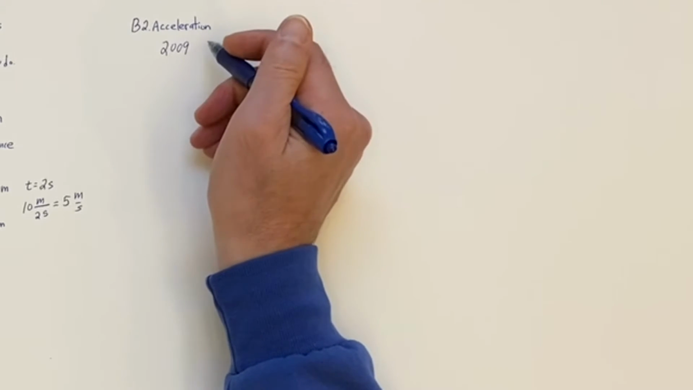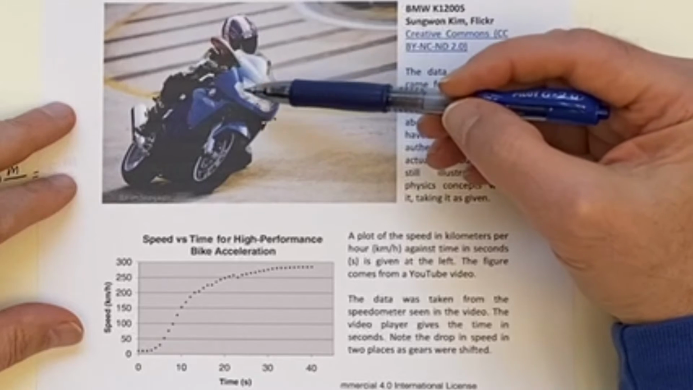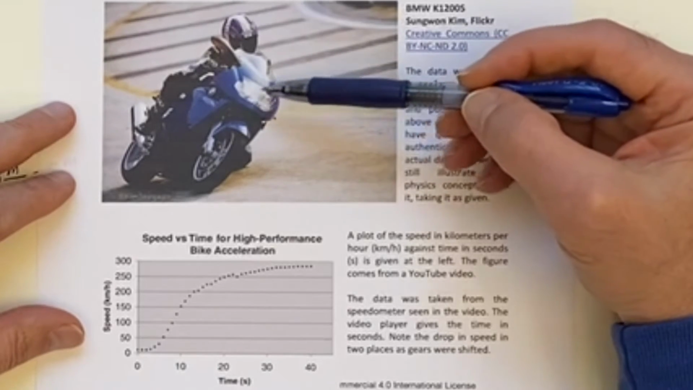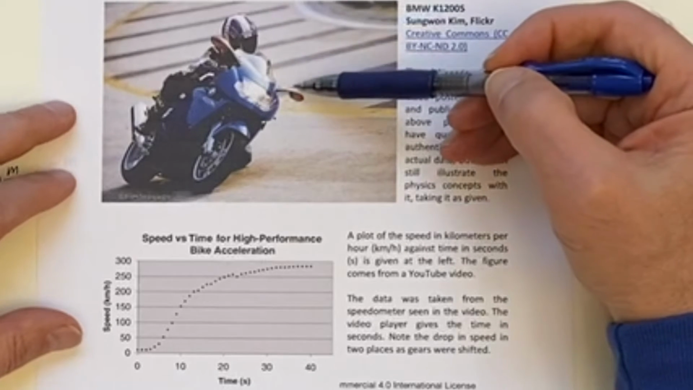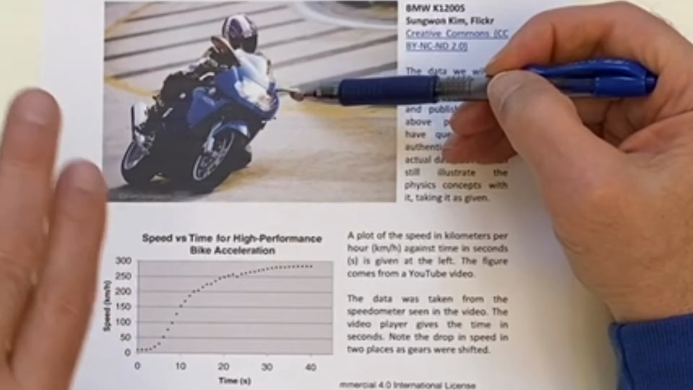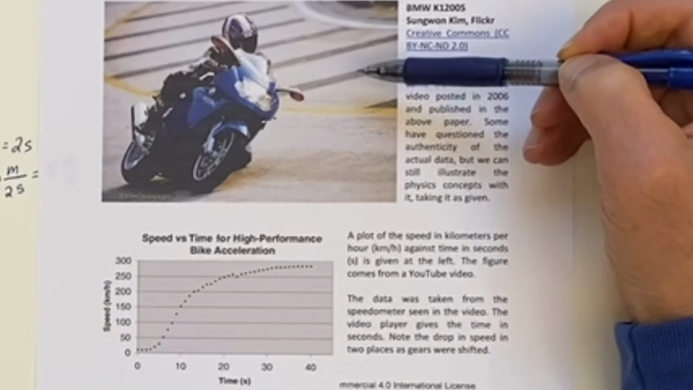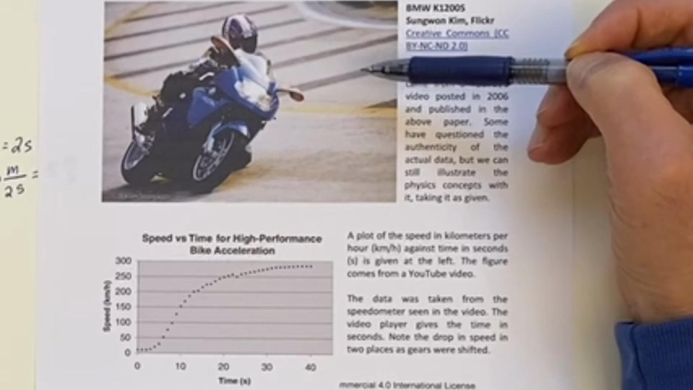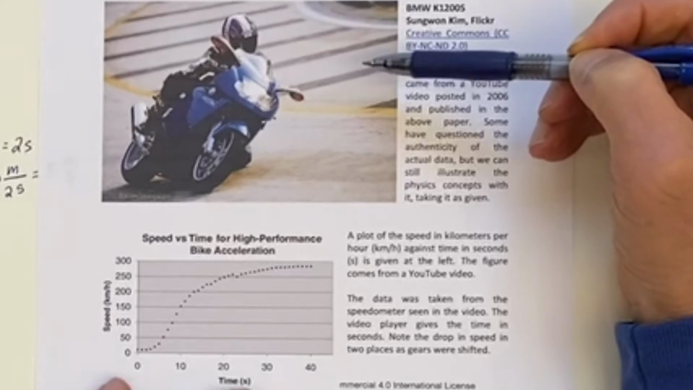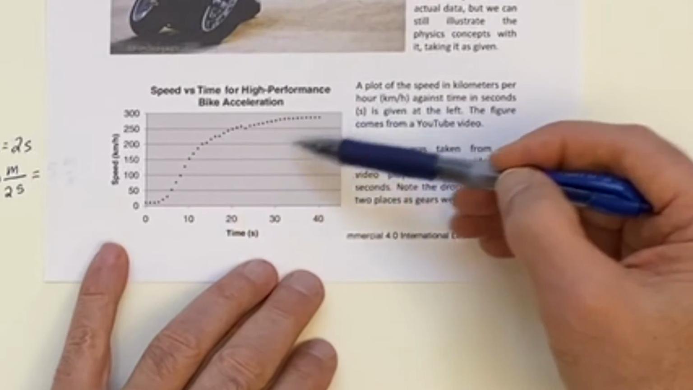One of the examples that helped inspire me involved a BMW motorcycle, like this one here. In the YouTube video, it accelerated and showed the speedometer. Now, the particular video I used, some believe that the author used a little bit of trickery and the data may not be 100% authentic. However, if you take this data as given, this is reasonable data.